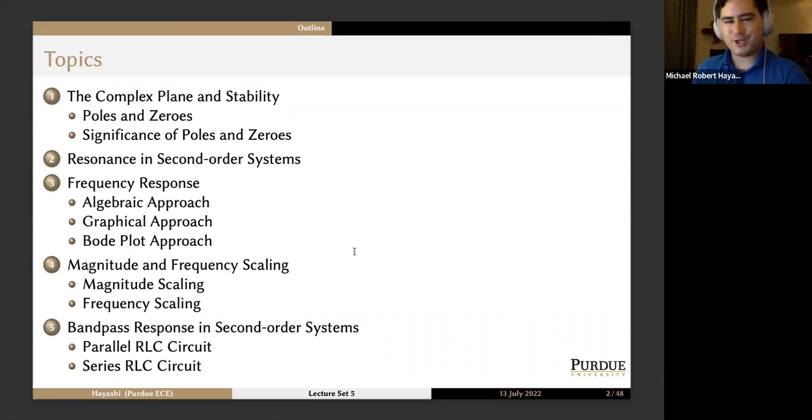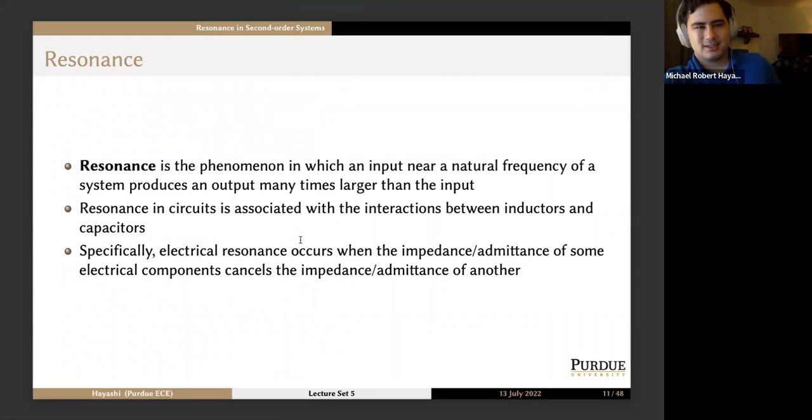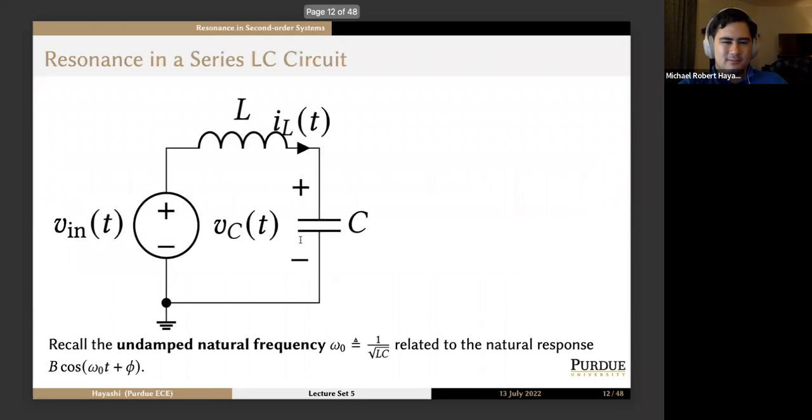Before we jump right into the fifth topic, bandpass response in second order systems, let's jump back to resonance in second order systems to review a little bit of ideas. Always good to do this little bit of review. Resonance is associated with an interaction between inductances and capacitances in the circuit. Where there's interchange of magnetic energy and electrical energy, you get resonance behavior. Specifically, the resonant frequency is the frequency at which the imaginary part of impedance or admittance goes to 0.